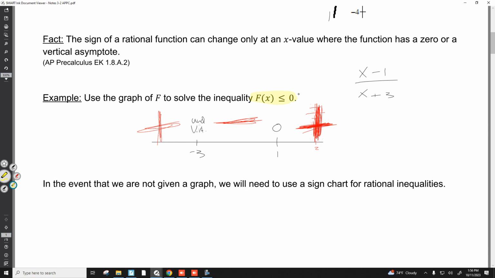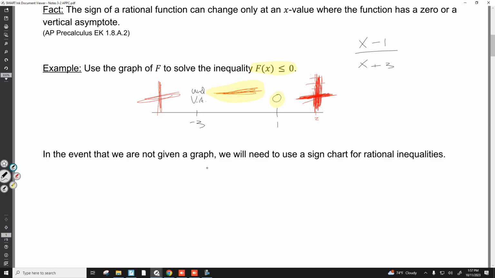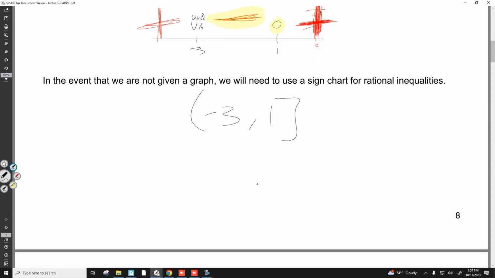One is the x value. All we have to do is look at our sign analysis, say negative. Now here's where we make mistakes. This is not a zero. This is an UND. So since it's an UND, we are not including it. We would either say not including negative 3, including 1, or using inequality notation, you have to be comfortable with both. We are greater than negative 3. We are less than or equal to 1.